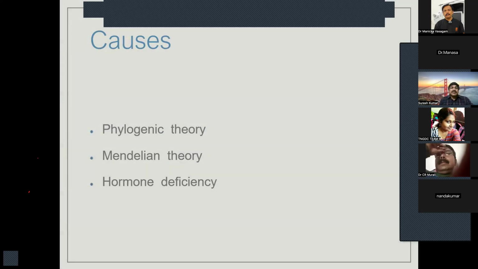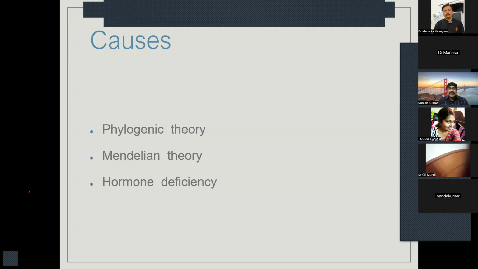Then what causes impacted tooth? Again, the patients will keep asking you many questions before you advise or do the impacted tooth removal. Why do I have an impacted tooth and my neighbor does not have it, or my wife does not have it, my father did not have it? So to know about the causes, let's divide them into systemic and local causes.